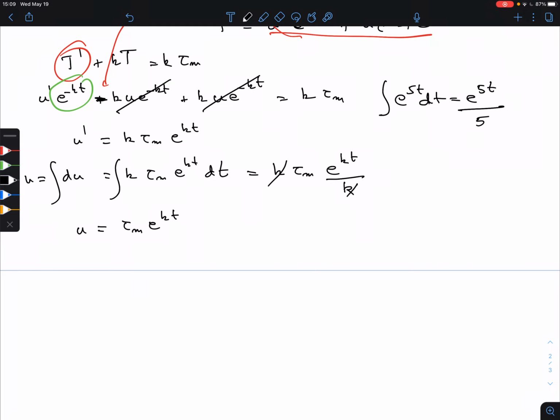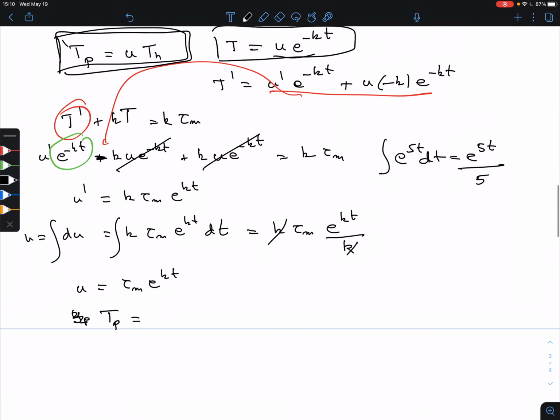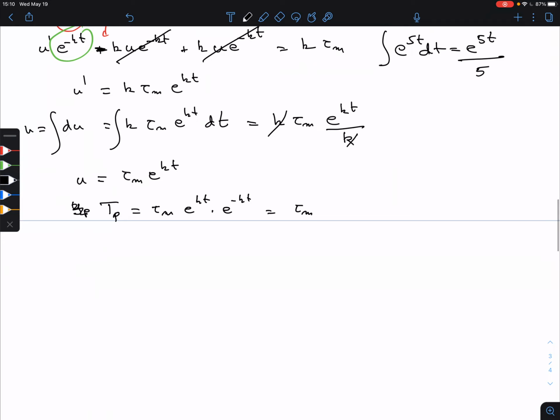So what is our particular solution now? The particular solution is given by this formula here, right? It's this one here. So it is u equals tau m e^(kt) times e^(-kt), which is just tau m. It seems like a lot of calculations to get to a simple thing, right? And that's why we not always do this, and we have formulas. Of course, we don't always work out the differential equations when you do this cooling. So what does this mean? The particular solution is tau m.